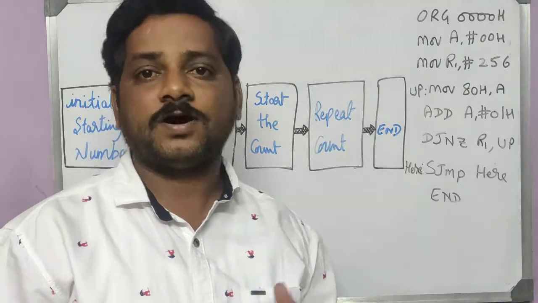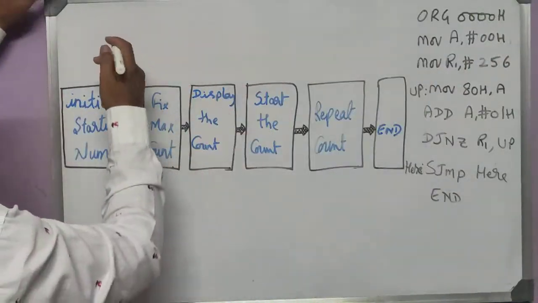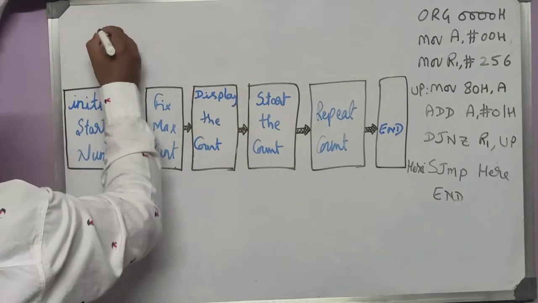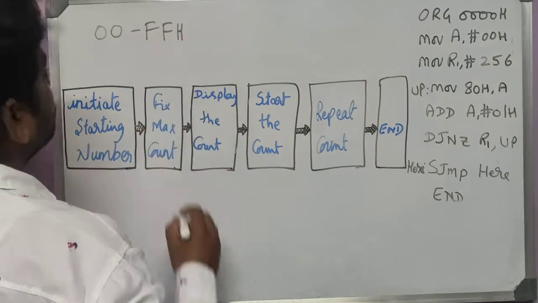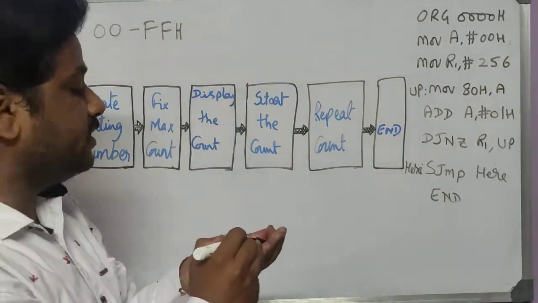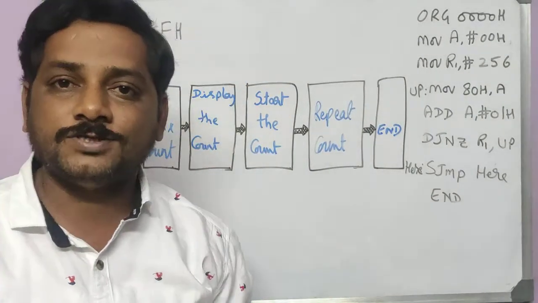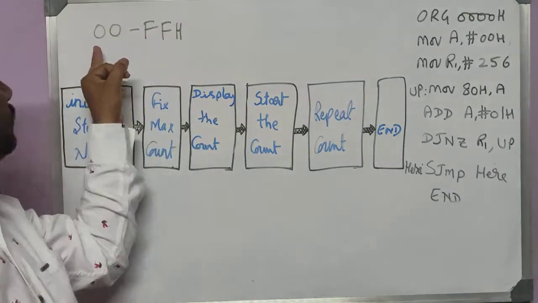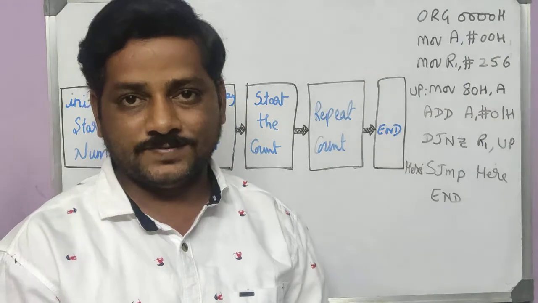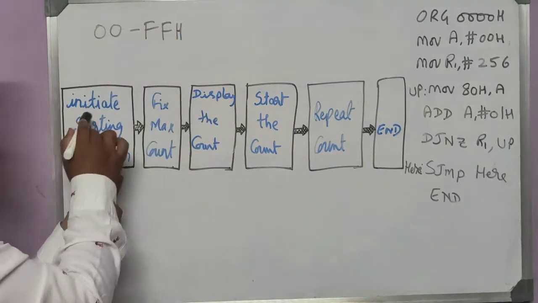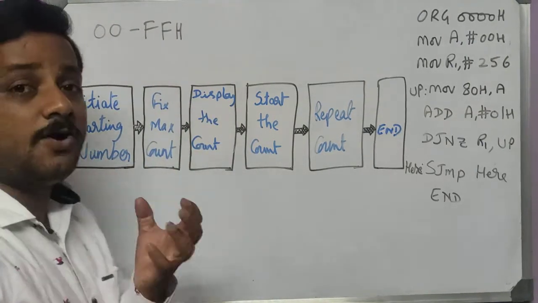If I take an up counter, let us say I want to count from 00 to FFH. So it is an ascending order count. So what is the initial count here? The initial count is 00. First you assign that initial count to one register. So that's what I have mentioned here. Initiate the starting number or a starting count number.